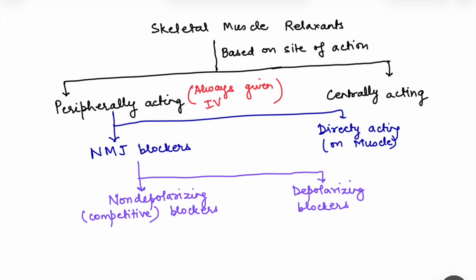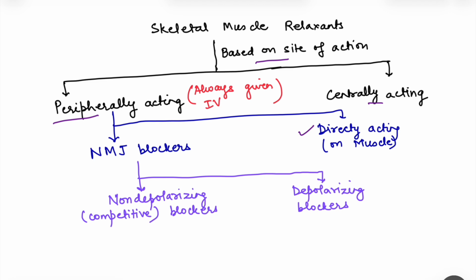Skeletal muscle relaxants, as the name suggests, relax the muscle. That is, they decrease the muscle tone. Based on their site of action, skeletal muscle relaxants are classified as either peripherally acting, that is, drugs which act on either the neuromuscular junction or directly on the muscle, and centrally acting, that is, the drugs which affect the spinal and supraspinal reflexes. So, in this video, we will talk about peripherally acting skeletal muscle relaxants.